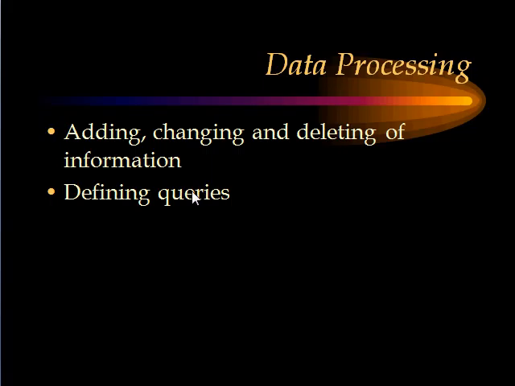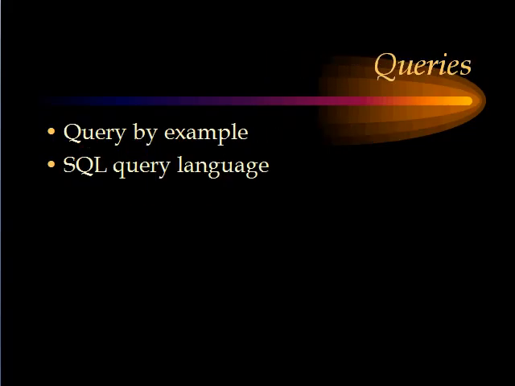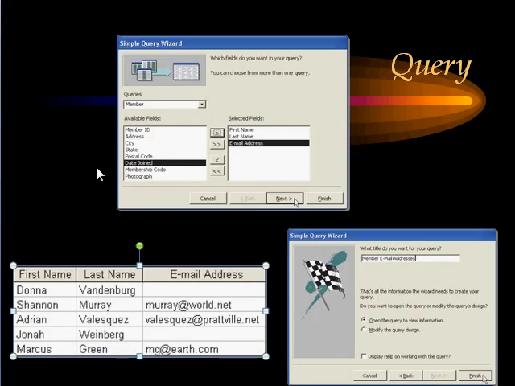Defining queries. What are the different ways in which we can define the queries? We can basically come up with a query by example, where we have a visual programming interface that will let us define the query by an example. When we define the query in this way, an SQL code is generated by Access that will be executed to display the information. Now here is an example. How do we create a query? A simple query wizard will help us create a query.